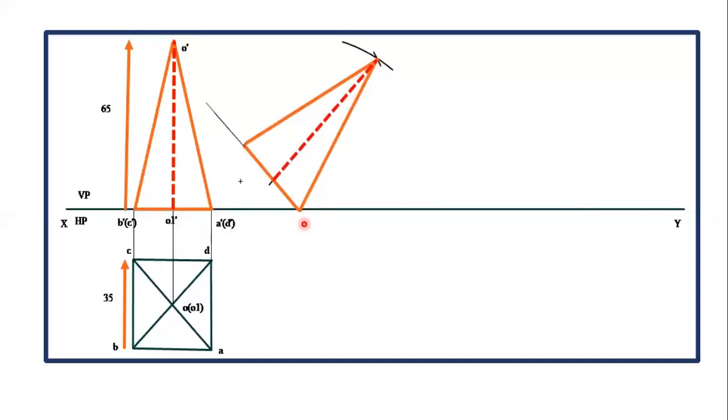Now name. The naming should be the same as the first position. So it is resting on the edge AD. So in case of solids, whichever the one which is resting on HP, that should come to the extreme right position since you are rotating the object in the clockwise direction. So name it B dash, C dash, O1 dash and A dash, D dash.